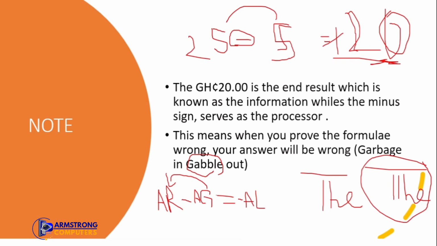So the computer itself gives an accurate result. It's garbage in, garbage out. Whatever you key into the computer is what you get at the end when it is processed. So this is the way the computer processes data into meaningful information.